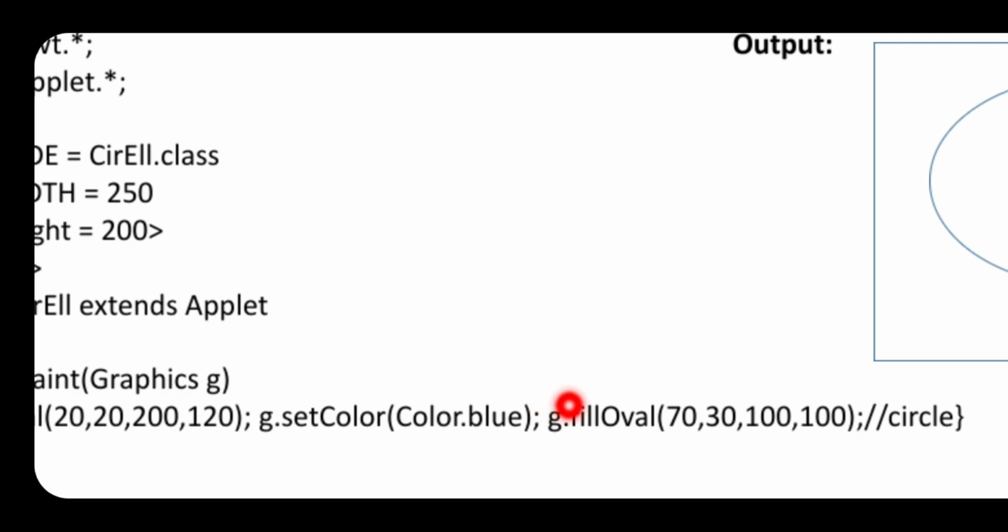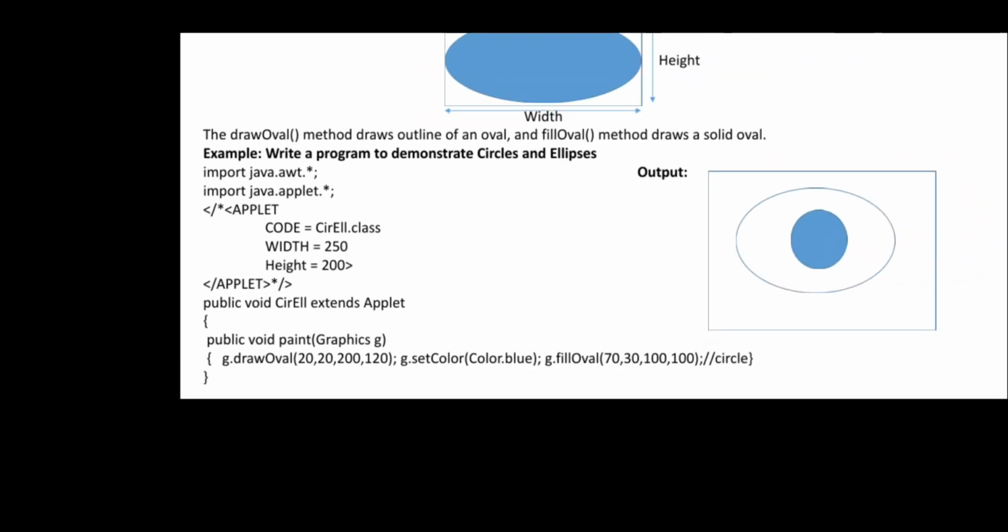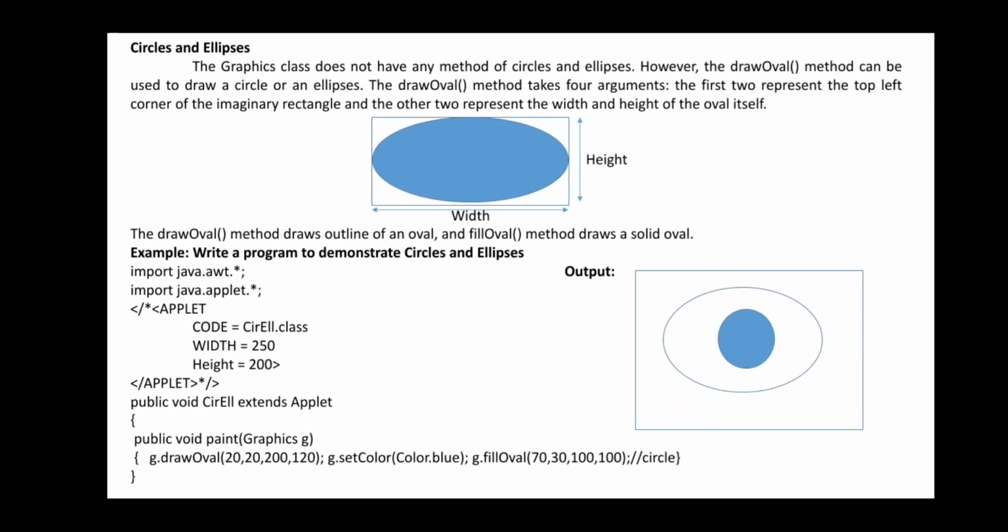I want to use g.fillOval(70, 30, 100, 100). 70 by 30 is the imaginary rectangle point. 100 by 100 says that you are filling a circle using fillOval, because both the height and width are the same. You just compare here. The ellipse has a width of 200 and a height of 120, but in the next statement for a circle it has the same values. So that is the difference you can find between a circle as well as an ellipse within the graphics classes.